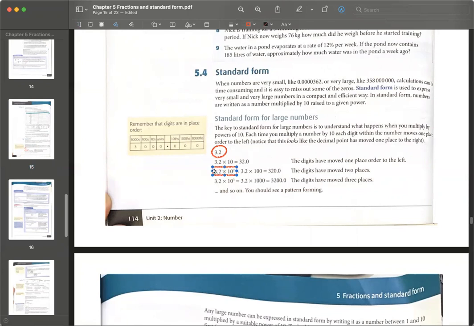So if you know how to multiply your decimals, you will know that when you multiply by the tens, the decimal place will move to the right. So for example, 3.2 times 10, you see the decimal place move to the right, becomes 32. 3.2 times 10 squared means times by 100. 2 zeros means the decimal place will move 2 to the right. 1, 2. So you get 320. Same goes to this, 3.2 times 10 to the power of 3. You get 3,200.